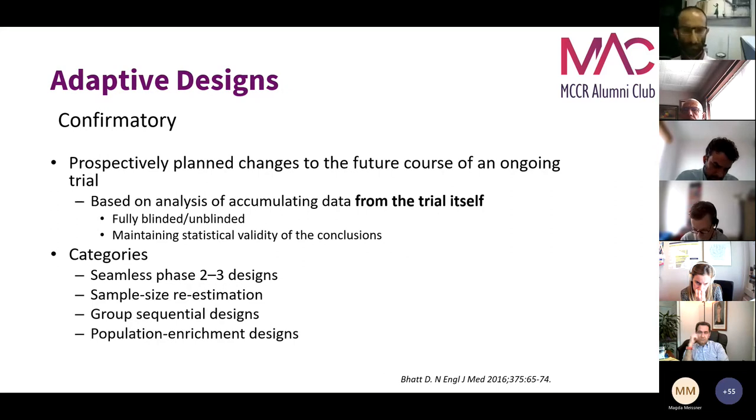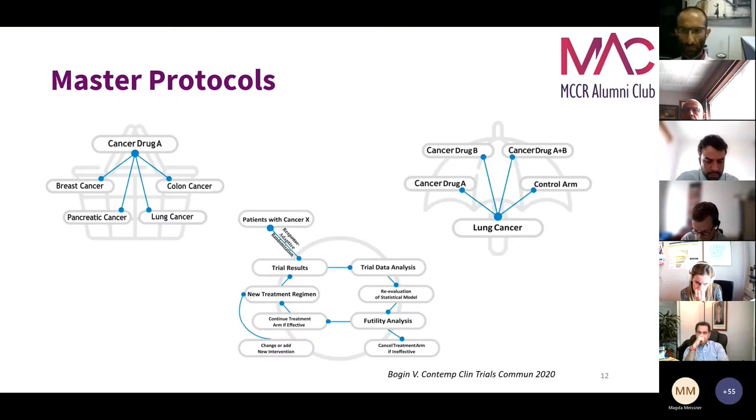There are many categories you may see, such as seamless phase two/three designs, etc. But before I get there, I'm going to give you two key concepts that I will talk about a little bit later. I will mention them in the I-SPY. One is that it's very important to use master protocols. And what are master protocols? Master protocols are unifying studies that include multiple subgroups and sub-studies in patients who may have one or many diseases. You may already be very familiar with them, such as the basket trial, where you have drug A in many diseases, or a disease with many other ones, such as in the umbrella trials and platform trials, which is pretty much where the I-SPY trial is.